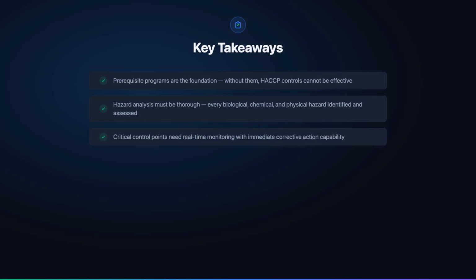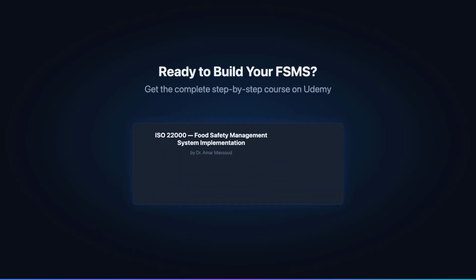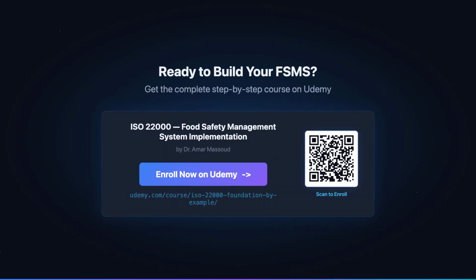Third, critical control points need real-time monitoring. When a critical limit is breached, a cooking temperature not reached, a metal detector alarm triggered, corrective action must be immediate. Delayed responses put consumers at risk. And fourth, food safety is a chain. Your FSMS must account for the safety of incoming materials from suppliers, your own processing controls, and the conditions under which products reach consumers. Weakness at any link puts the entire chain at risk. That wraps up our overview of ISO 22000.